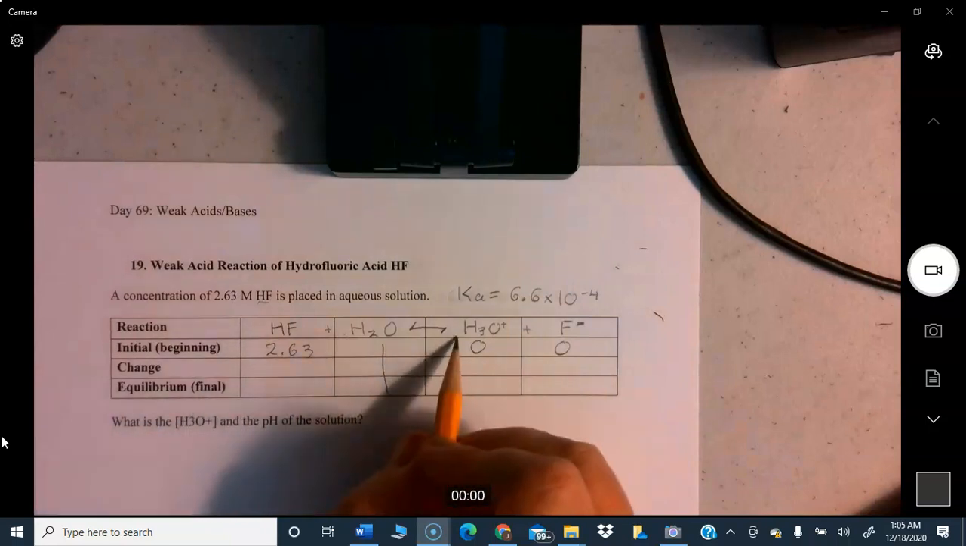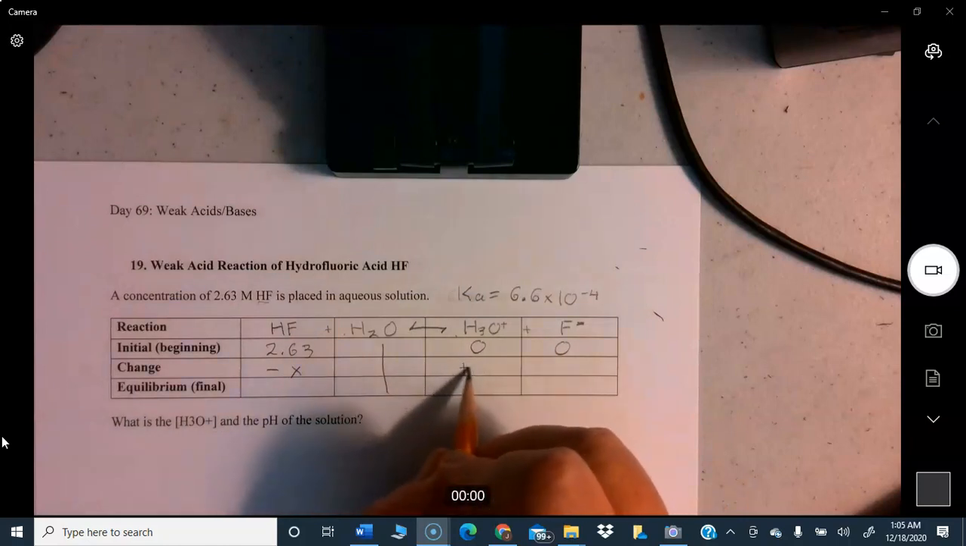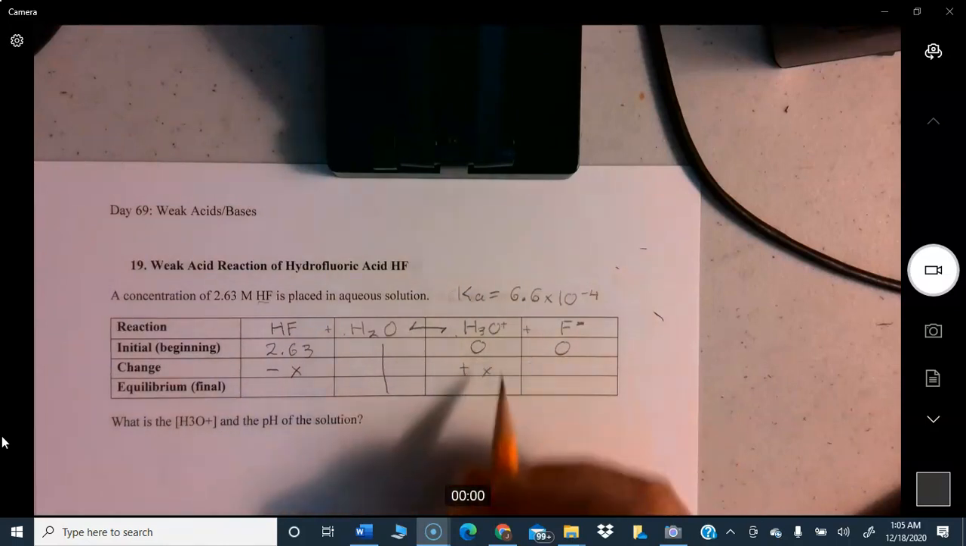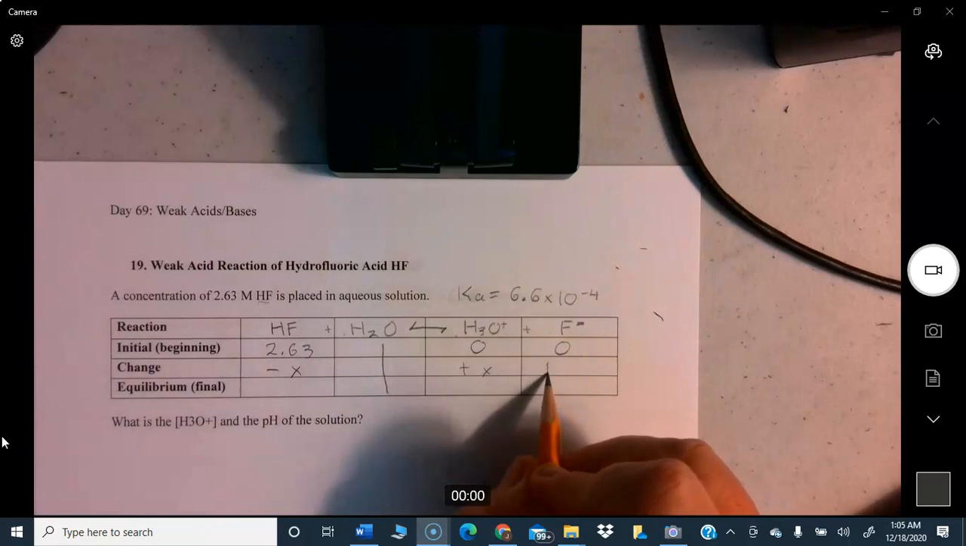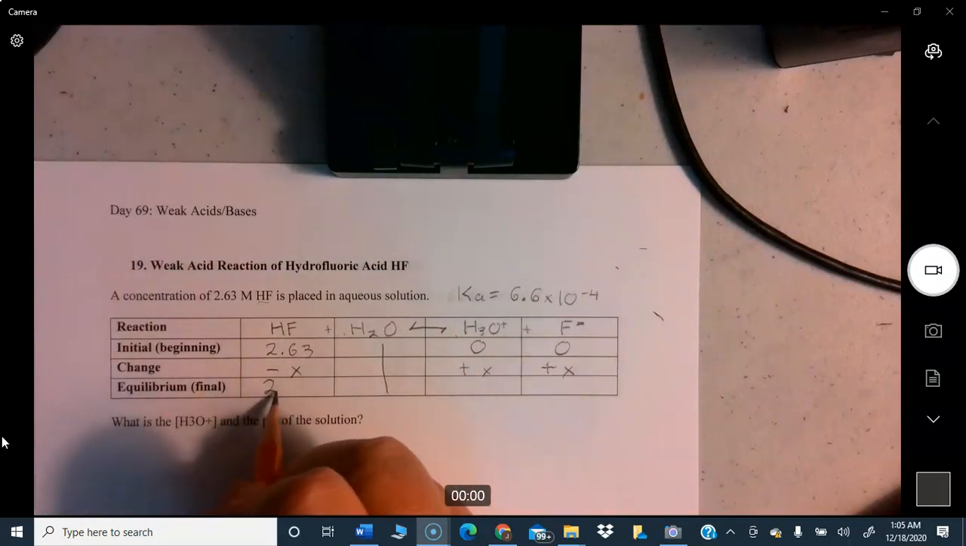Every coefficient here is a 1, so it's going to be minus 1x, plus x. These are increasing. They start at 0. They can only go up. Okay, and then just do your subtractions and additions, and it looks like every other problem we've done on this assignment.